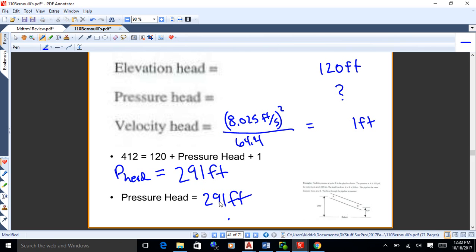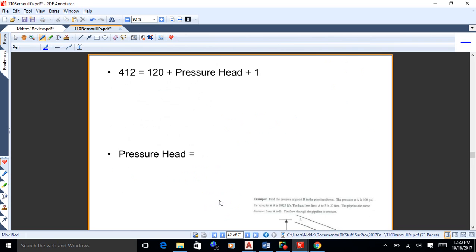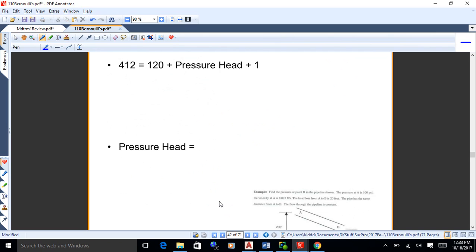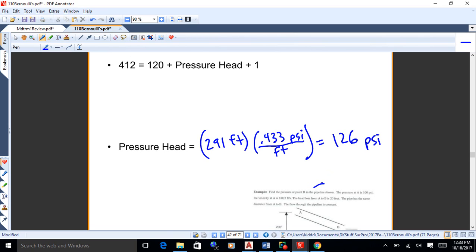What was the last step there? Last step is to take that 291 and convert it into pressure. So you got 291 feet, and you know there's 0.433 psi per foot, and that'll get you to 126. So that's the last step. So you got to have the pressure in feet so you can add it to elevation. But if you want to know what the psi is, you just convert it back with the 0.433. That's all you got to do.